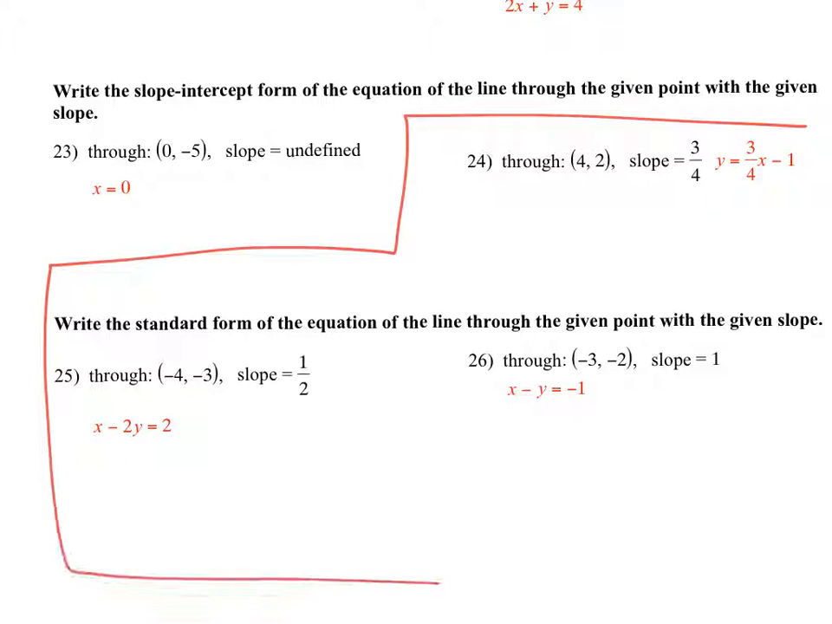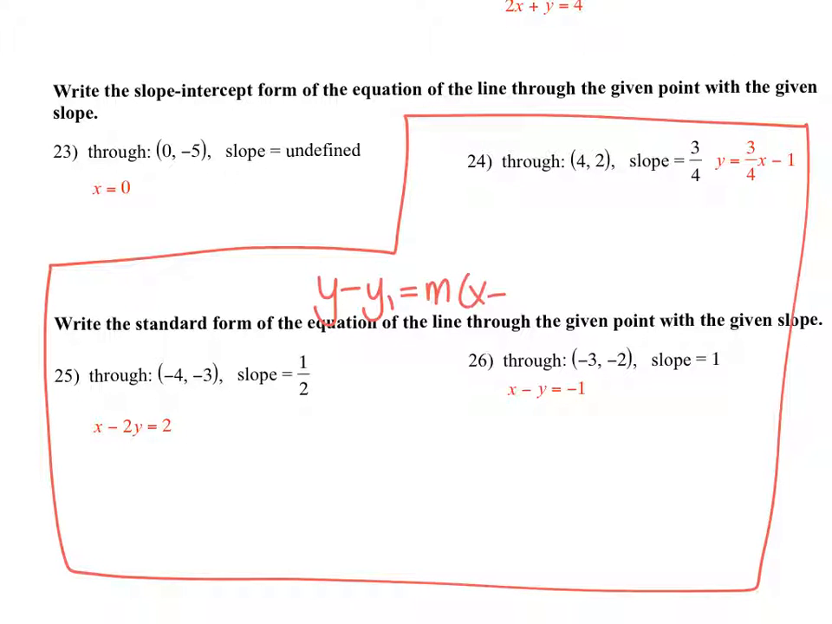Okay, for questions like 24 through 26, this whole set down here, when they give you a point and a slope, you should start all of those by doing y minus y1 equals m times x minus x1. Remember, that means to use opposite points. So if I look at 25, for example, that's going to be y plus 3 equals 1/2 times x minus plus 4.